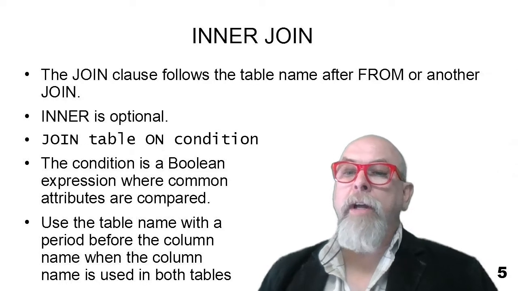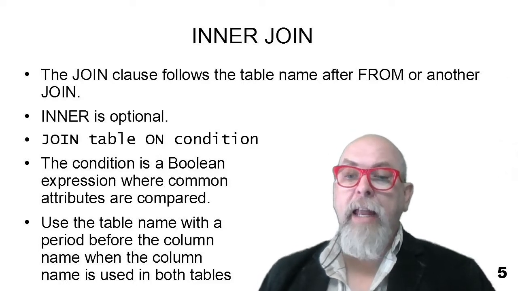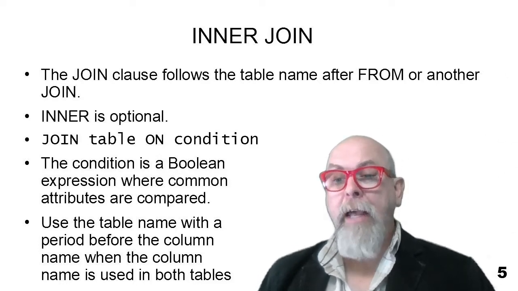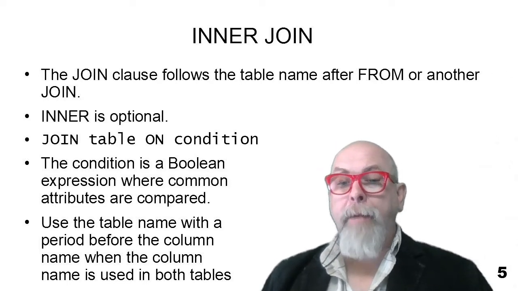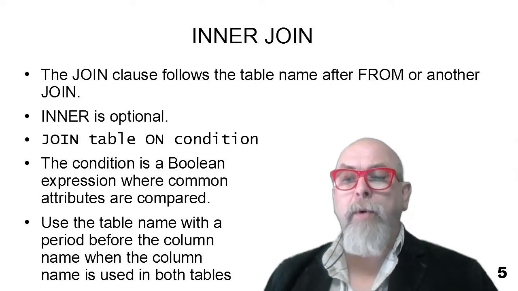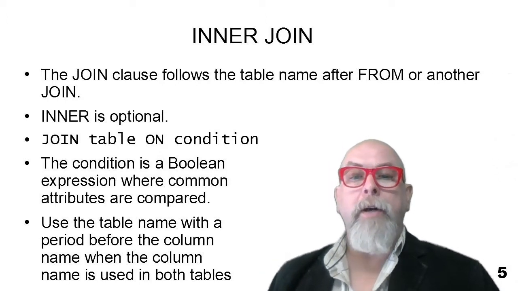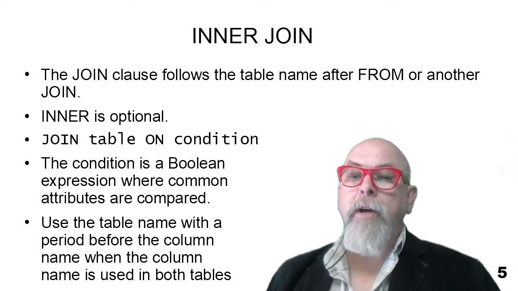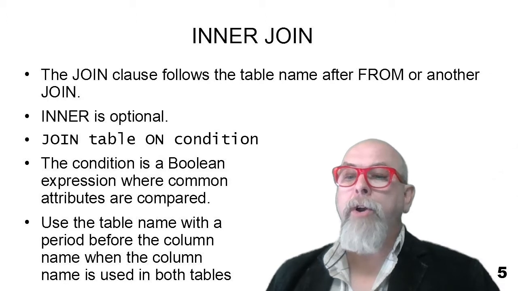Let's look at the join clause. The join follows the table name after the from in a select statement. So it's select columns from table, join. The word inner is optional, but you can say inner join if you want to put the inner there to make it easier for you to remember that a join without any specification is automatically an inner join. You follow the join with the name of the table you're joining. You follow it with the word on, and then you follow it with a condition.